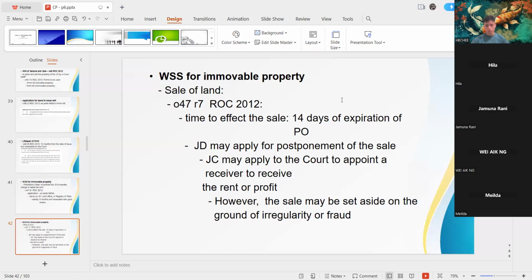At this point of time, the judgment debtor can apply for the postponement of sale, and the judgment creditor can also apply to the court to appoint a receiver to receive the rent or profit. But nonetheless, the logic is the same. The order for sale can be set aside on the ground of irregularity or fraud.